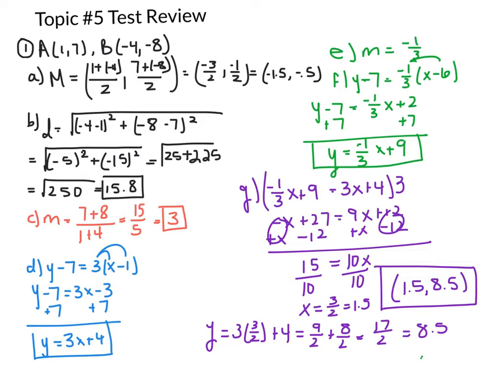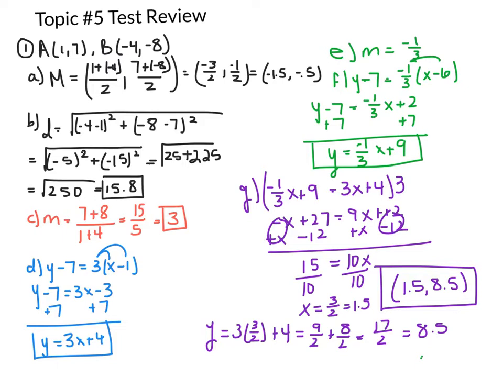Part F wants us to find the equation of that line in slope-intercept form. So again, I took the point that they give us, (6, 7), and used point-slope form, and then solve for y, so you end up with y equals negative 1/3 x plus 9.